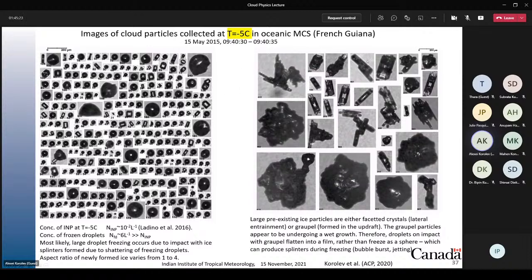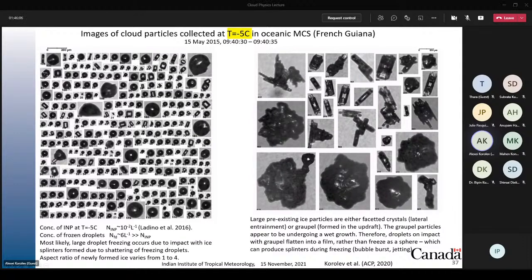And on the right, aged ice crystals sampled in the same area. I simply separated these ice crystals, and you can see graupel and large side columnar crystals, like columns. The temperature is minus 5, and the concentration of these tiny secondary ice crystals is going up to several hundred per liter, which exceeds the potential concentration of INP, ice nucleating particles, by four orders of magnitude.